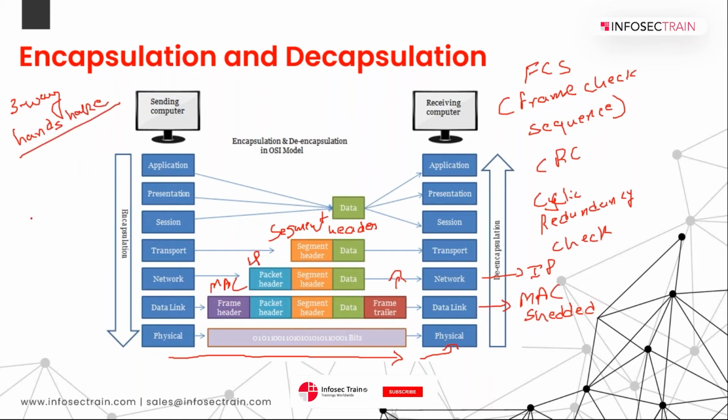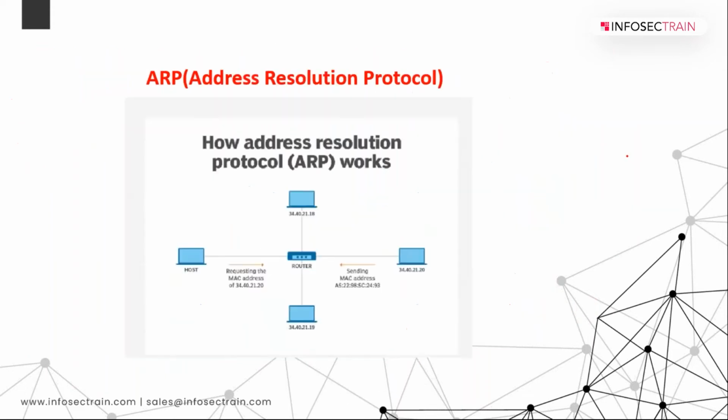So in this, if it is TCP, Transmission Control Protocol, then it will start the communication with a three-way handshake. So it checks whether it is TCP or UDP, User Datagram Protocol, right? So that's how the encapsulation and decapsulation of data is done. Now let's move on to our ARP, Address Resolution Protocol.